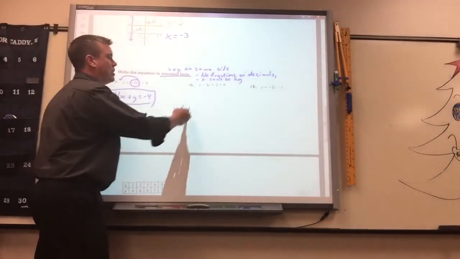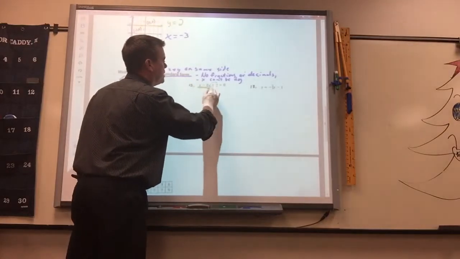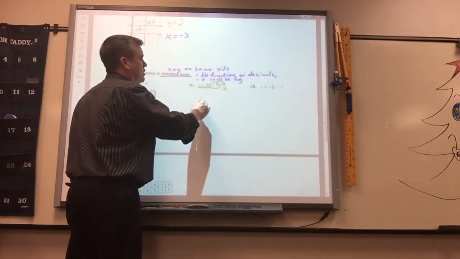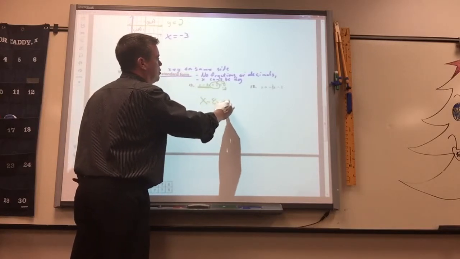Here, all I gotta do, the x and y are already right there, so get that 2 out of there. It's a plus, so subtract 2. And you'd have x minus 8y equals negative 2.